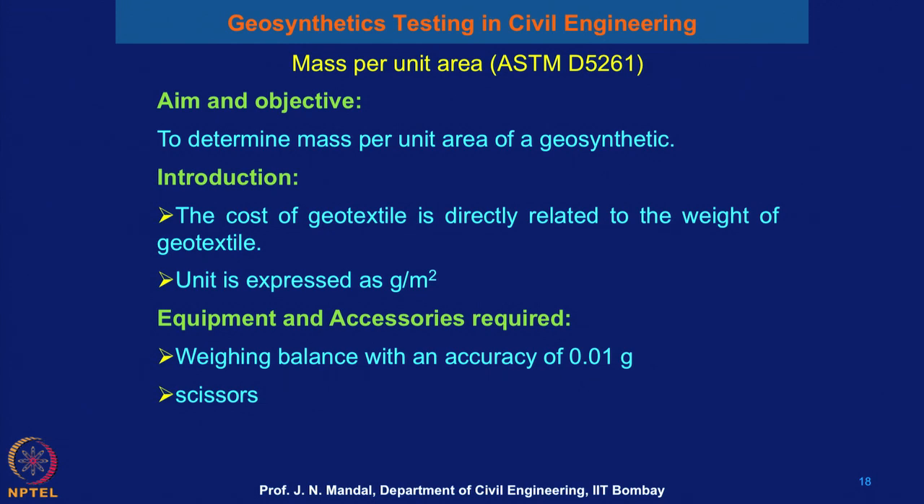Now, in the introduction, the cost of the geotextile is directly related to the weight of the geotextile. Greater weight of geotextile means the cost of the geotextile will be more. The unit of the geotextile material is expressed as gram per meter square. What are the equipment and accessories required to perform the mass per unit area test? You require a weighing balance with an accuracy of 0.01 gram and scissors.